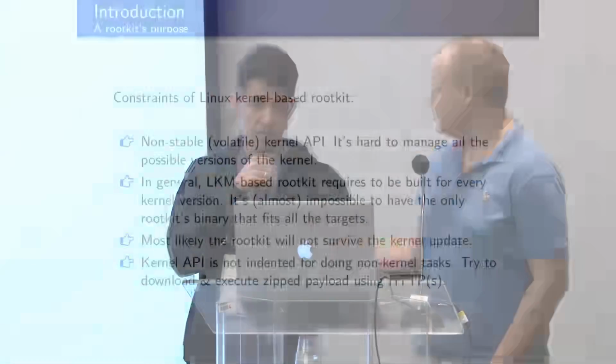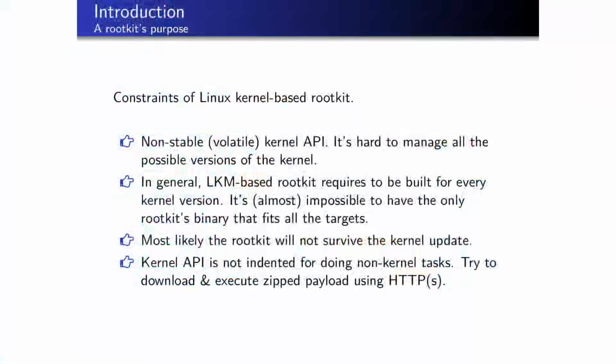But the main difficulty in writing rootkits is making the code as generic as possible for all kernel versions. This is the hardest part. So we'll talk about some rootkit techniques, and about how to make the code more generic.